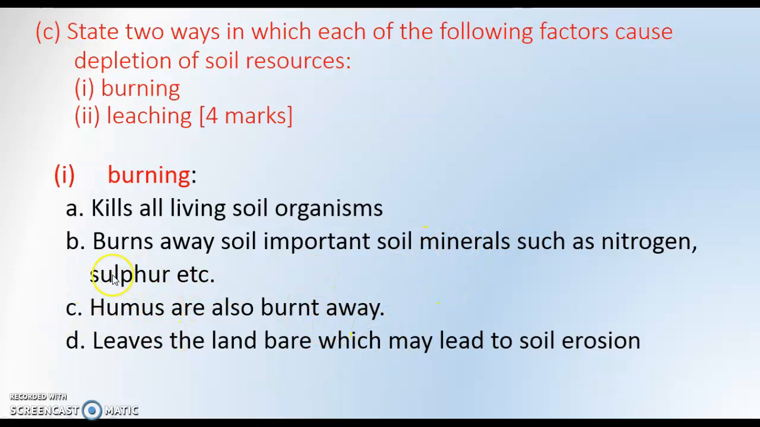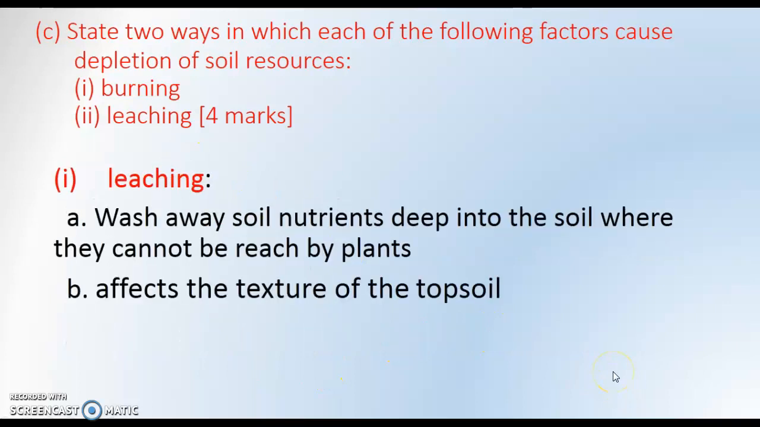Please, humus and minerals are different. Humus is the dead parts of living things that are on the soil. Can be leaves, branches, or whatever. Minerals are the nutrients such as nitrogen, sulfur. So know the difference. And then it leaves the land bare. When you burn, the land becomes bare. Bare means empty, which may give way to soil erosion to wash away nutrients.